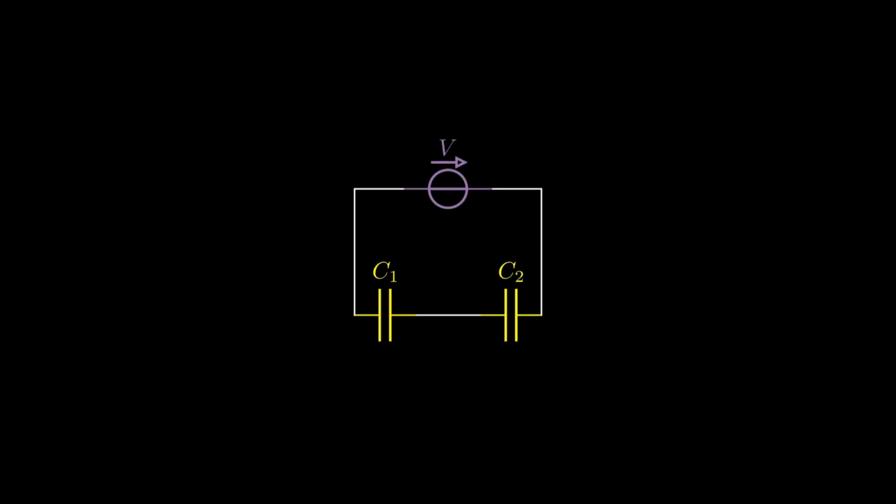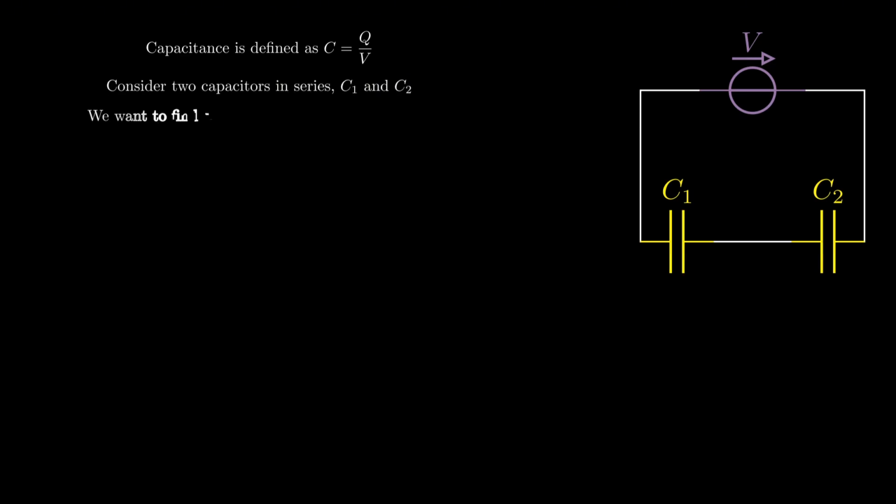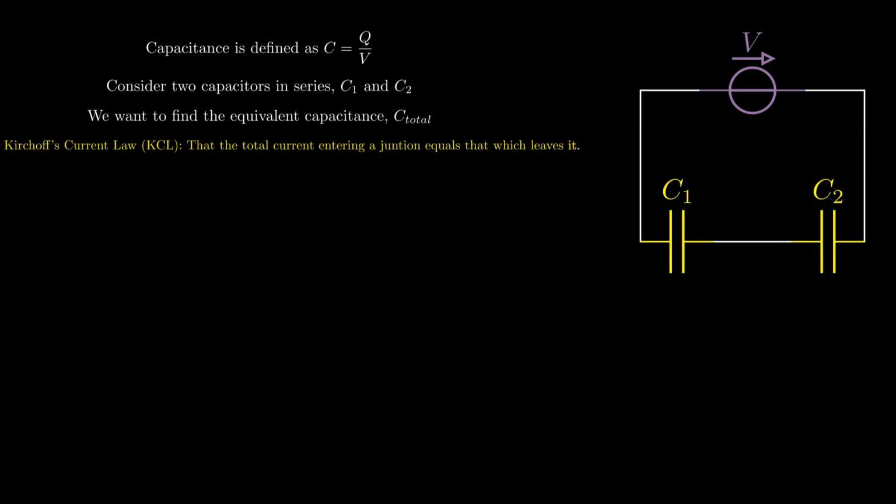Now let's consider a pair of capacitors in series and see how they combine. Recall the definition of capacitance as charge over voltage. To find the equivalent capacitance of the series combination, C total, let's consider Kirchhoff's current law, which tells us about the charge across both capacitors. In this case, Kirchhoff's current law tells us that the charge across each capacitor is the same.